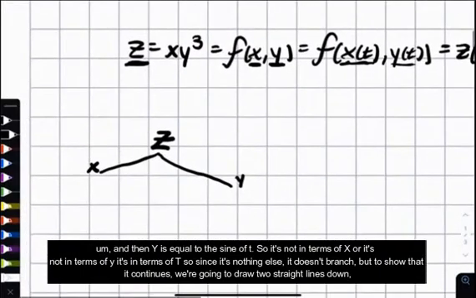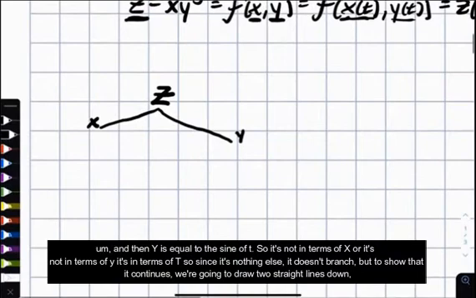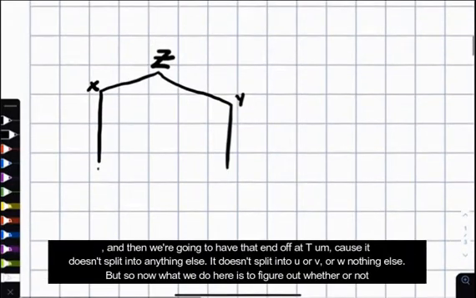So it's not in terms of x or y, it's in terms of t. Since it's nothing else, it doesn't branch, but to show that it continues, we're going to draw two straight lines down, and then we're going to end off at t, because it doesn't split into anything else. It doesn't split into u or v or w, nothing else.